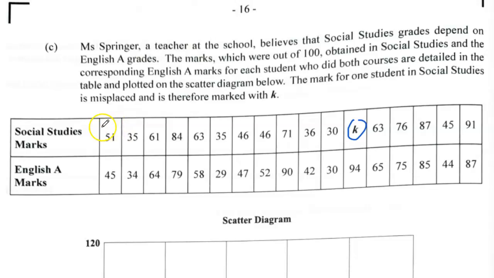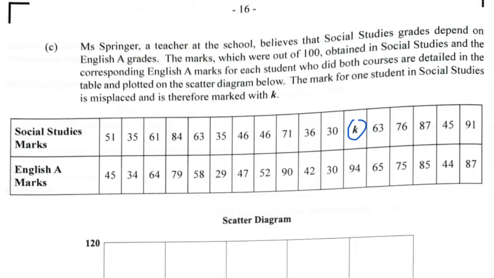So in this table, for each student, two scores are placed here for the social studies marks and the English A marks. This student got 51 for social studies and 45 for English A. And it goes down, and again for the final column here, this student at the end got 91 for social studies and 87 for English A, and that's how the table is.